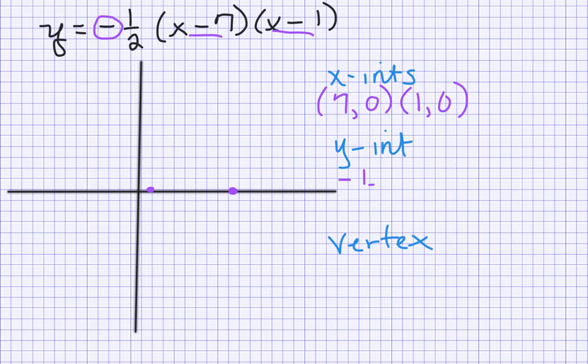So that would be negative 1/2, 0 minus 7, times 0 minus 1. Negative 7 times negative 1 is positive 7, times negative 1/2 is negative 3.5. So my y-intercept is when x is 0, y is negative 3.5. So I'm going to put that point on the graph. Again, the negative times another negative gives me a negative. So negative 3.5.